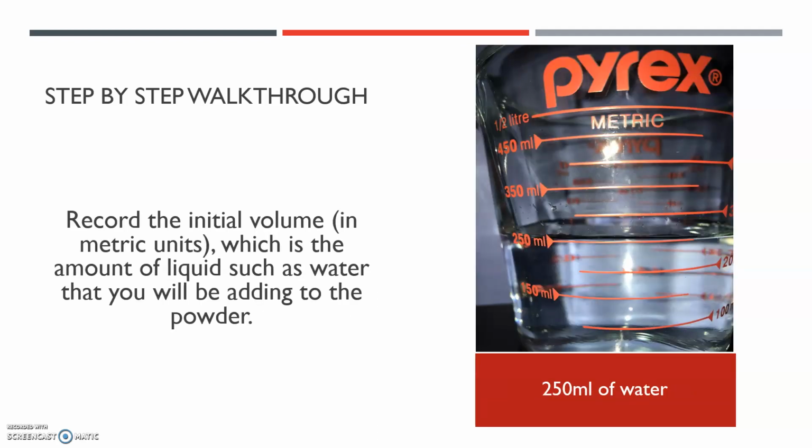The second step says to measure the amount of liquid that you are using to be your diluent. Here you can see we've measured 250 mLs of water. Make sure in this step that you use metric units to measure and not household units.